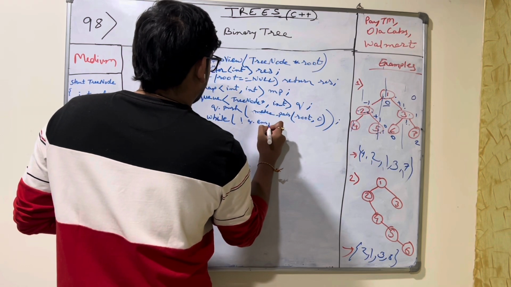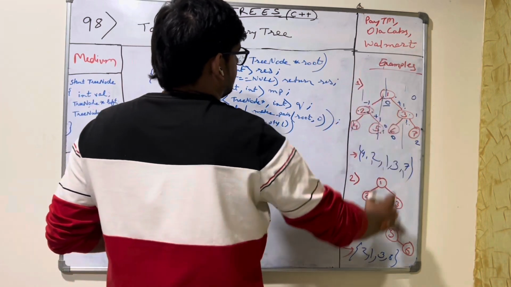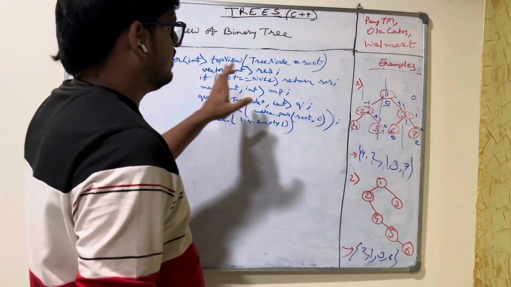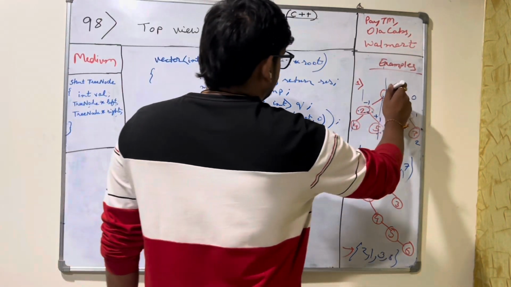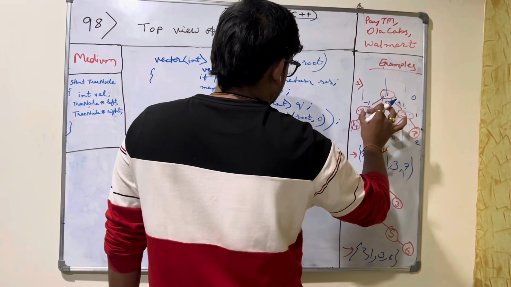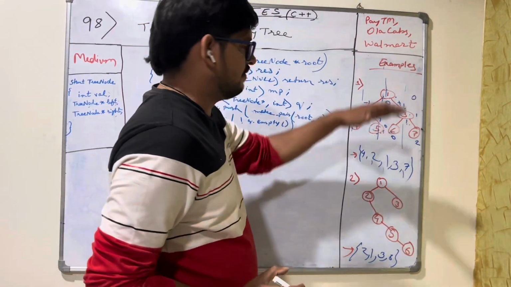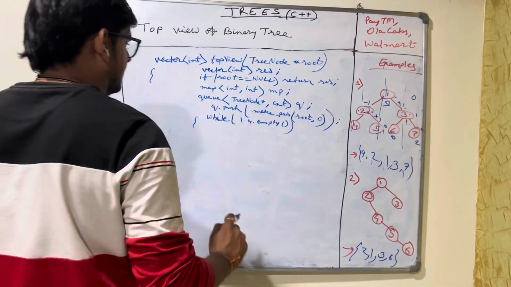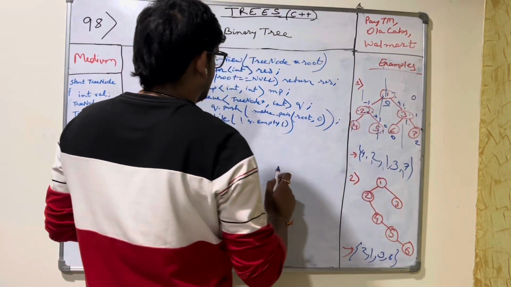While not queue dot empty, we will run this loop and we will traverse the tree and add the nodes' values to the vector, which can be seen from the top view. We'll use this map logic, you'll understand. So now we have inserted this root.